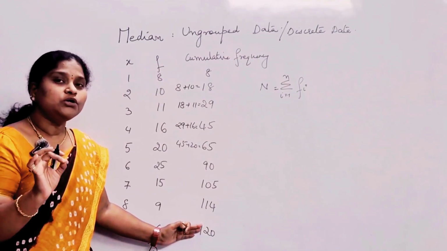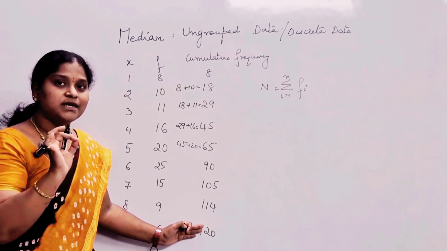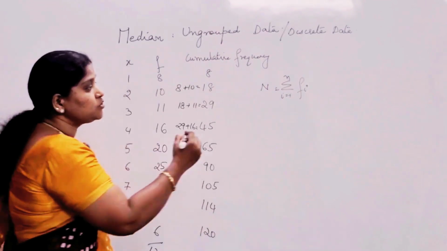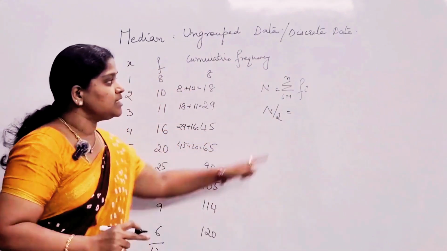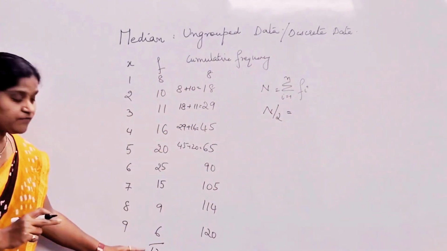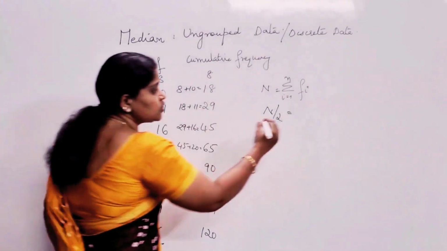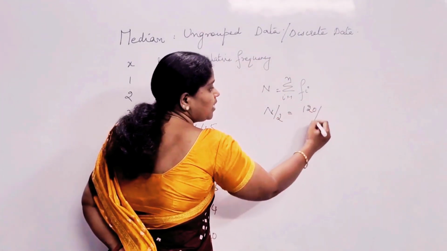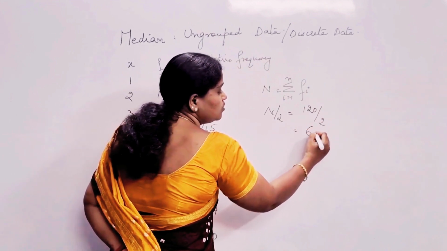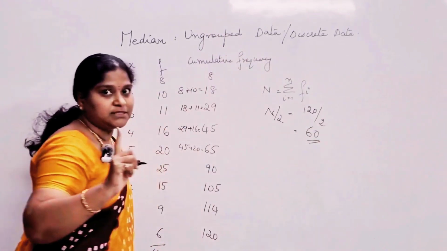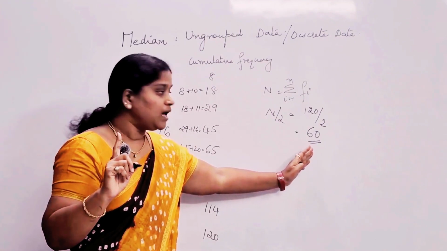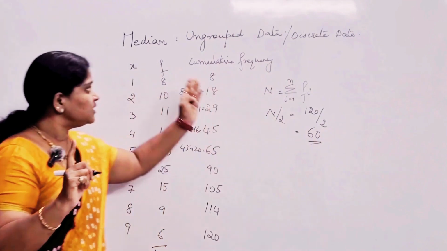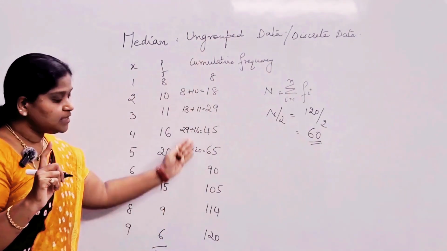Now, in order to find the median for this data, first we need to find capital N by 2. Capital N is sigma fi. Sigma fi value is 120. So N by 2 will be 120 by 2, that is equal to 60. First remember this. We have obtained the value N by 2, which is 60. Now directly go to the cumulative frequency column.